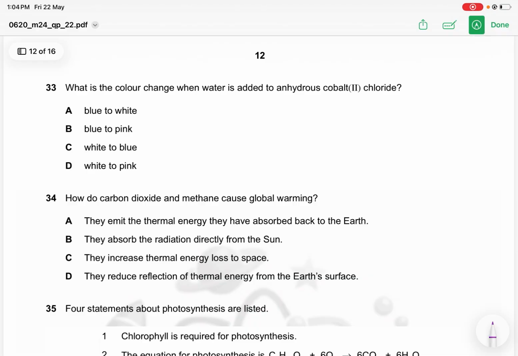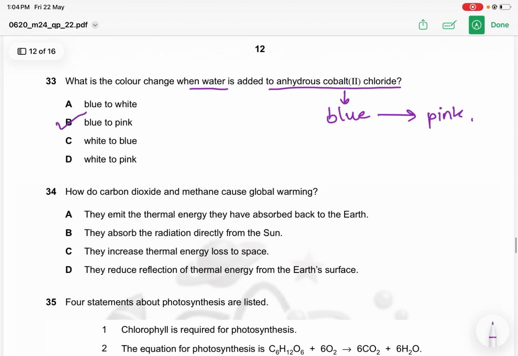33. What is the color change when water is added to anhydrous cobalt chloride? Anhydrous cobalt chloride is blue in color, and after adding water it should turn pink in color. So it's blue to pink, that is B.